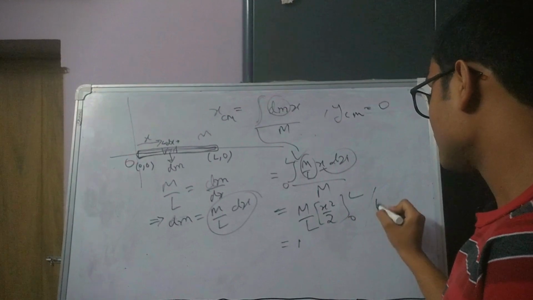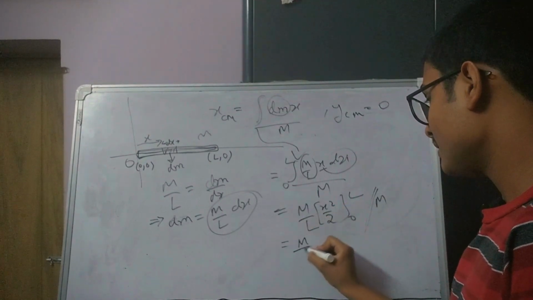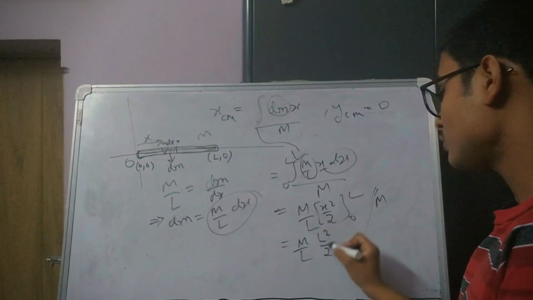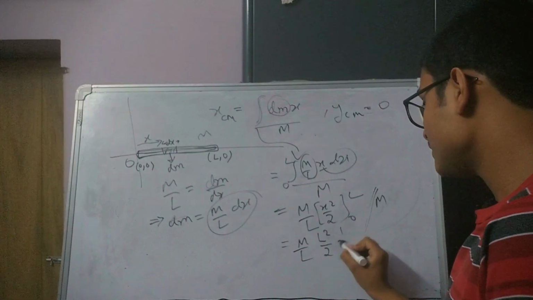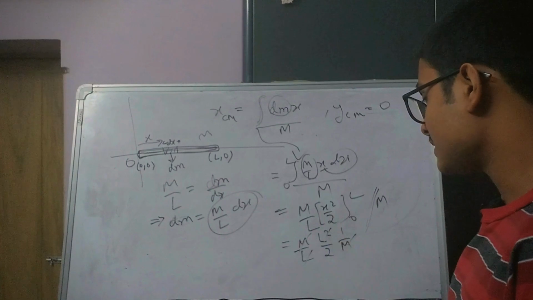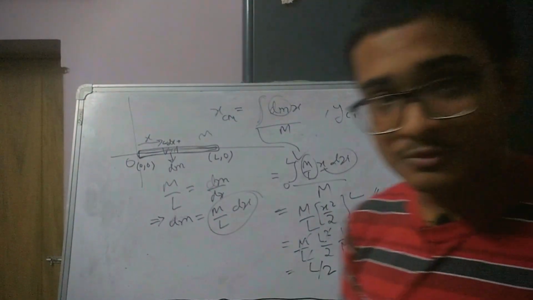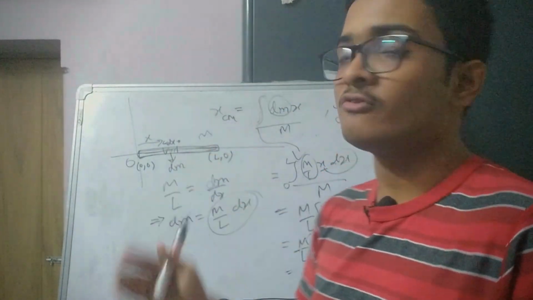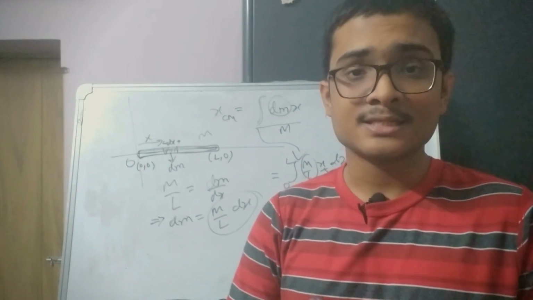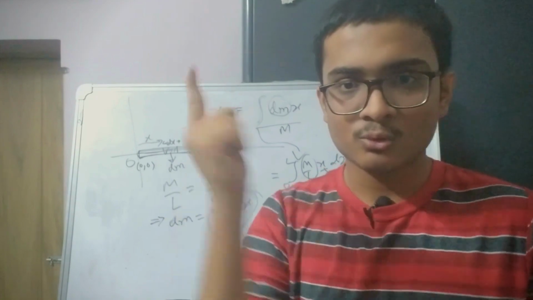So this mass, capital M, is always there. Don't forget it. M by L, x square by 2, we can write L square by 2 minus 0, that is L square by 2, divided by M. This M dies. This L dies. Finally we get L by 2. Thus proved that the center of mass of a rod lies at its geometric center, that is at L by 2 from one of its sides. Thank you. Let's roll the output.